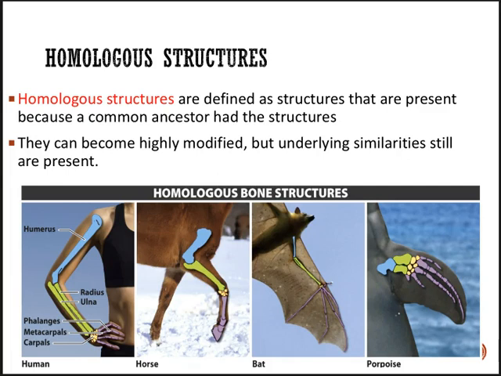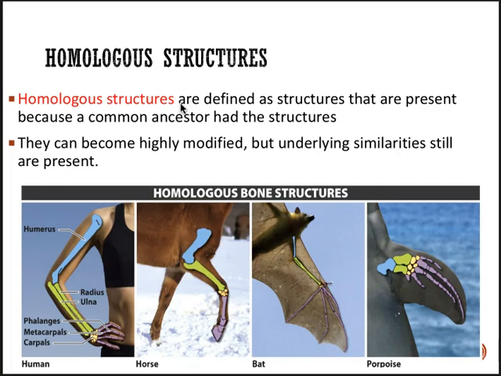So we're doing comparative morphology here, comparative structures. What you see here is we're looking at the limb structures of these 4 animals, and we're going to just compare the structures. Again, homologous structures are defined as structures that are present because a common ancestor had those structures. They're kind of similar, but that's only because the common ancestor had them.